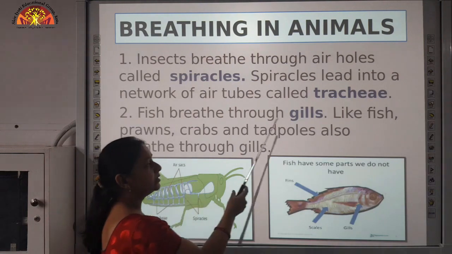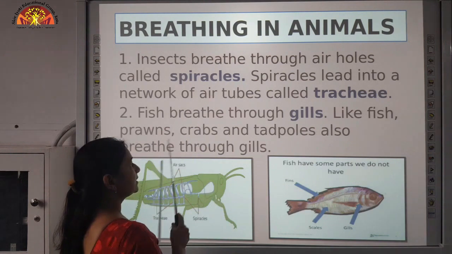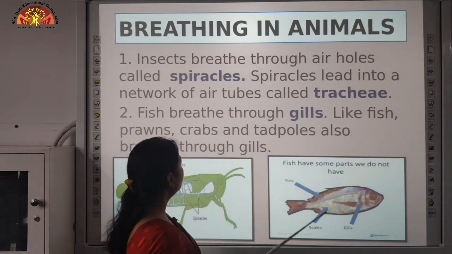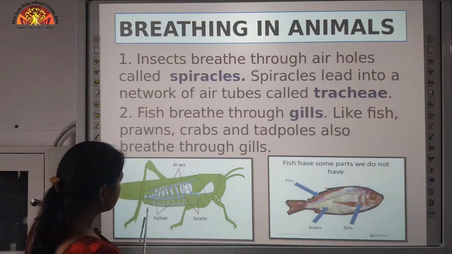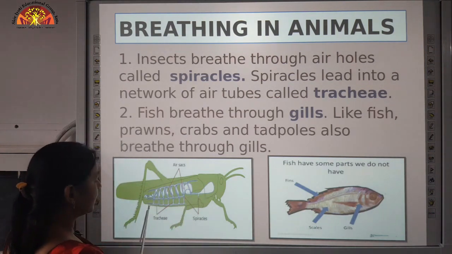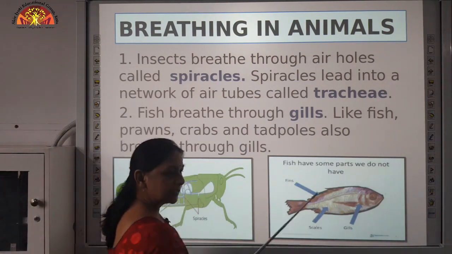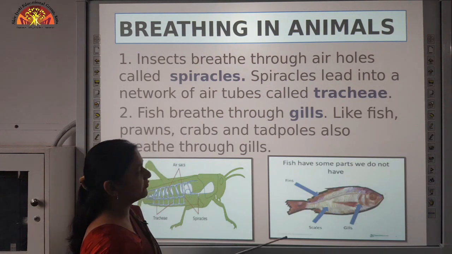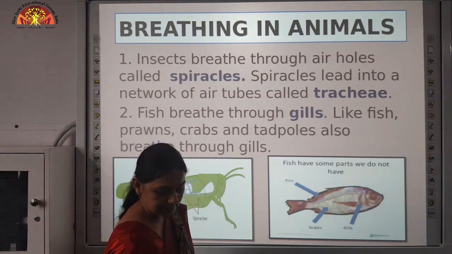Next, fish. Fish breathe through gills. The same way as fish, prawns and crabs and tadpoles, they also breathe through gills. You can see in the picture we have these spiracles, and spiracles lead into a network of air tubes called trachea. Same way fish has gills, as fish, crabs and tadpoles too have gills.